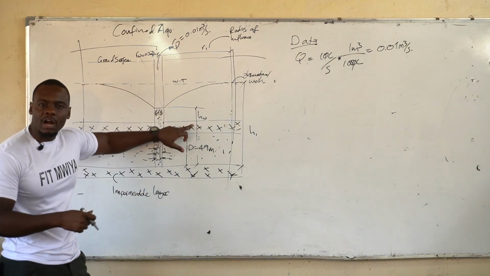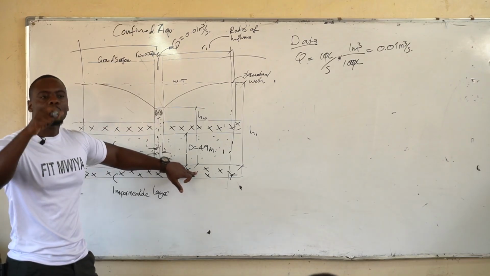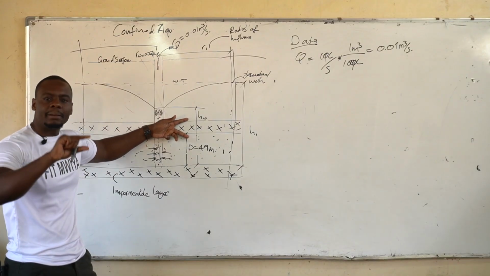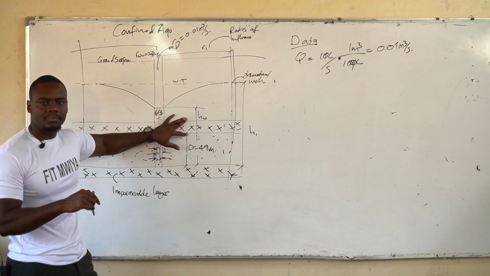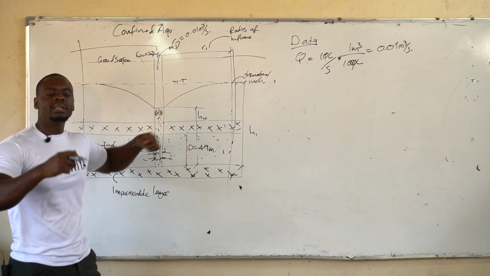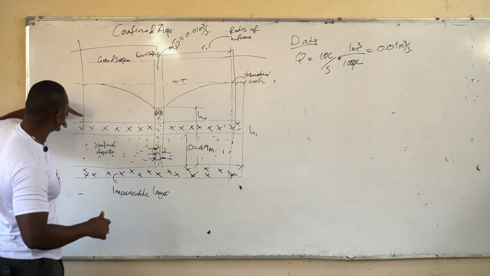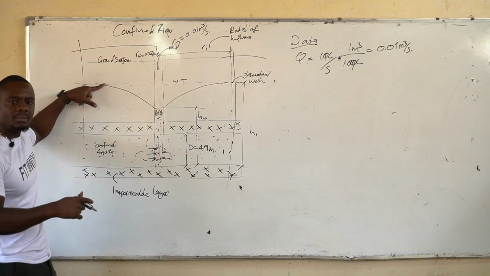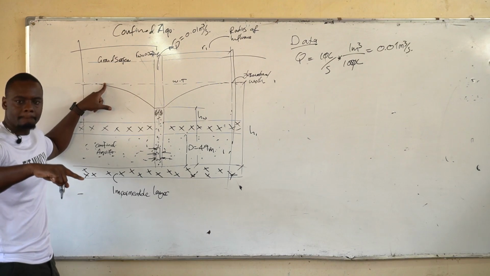Yes, this is an aquiclude. Yes, this is impermeable. Are we together? But for calculation purposes, we do not consider the depth of this material. So when they say the top of an aquifer, you can place your value from here to go there, or from down here to go there. It doesn't matter, as long as you're consistent with your baseline.